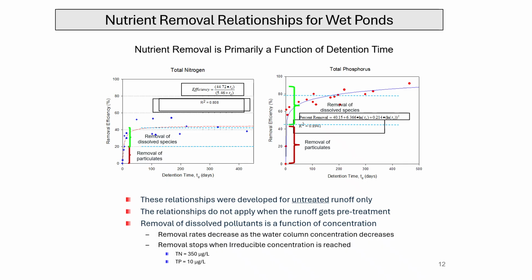Regarding the removal of dissolved pollutants, this process is fundamentally a function of the concentration present in the water. We observe that removal rates tend to decrease as the water column concentration decreases. Ultimately, removal stops when an irreducible concentration is reached, a baseline level below which further removal becomes impractical. For total nitrogen, this irreducible concentration is approximately 350 micrograms per liter, and for total phosphorus, it's about 10 micrograms per liter.